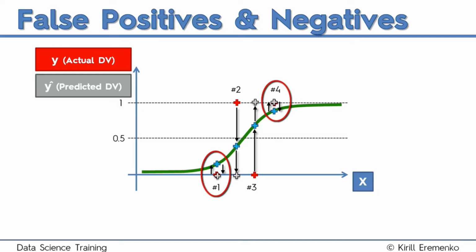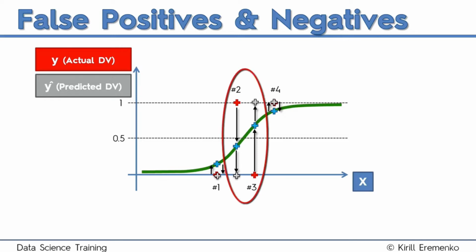in observations number 1 and number 4, we predicted correctly. For person number 1, we predicted that he won't take up the offer, and he actually did not take up the offer, because the red mark is also on the same horizontal line. Now for observation number 4, same thing. We predicted that that person will take up the offer, and they did take up the offer. That's good. But now let's have a look at observation number 2 and number 3.